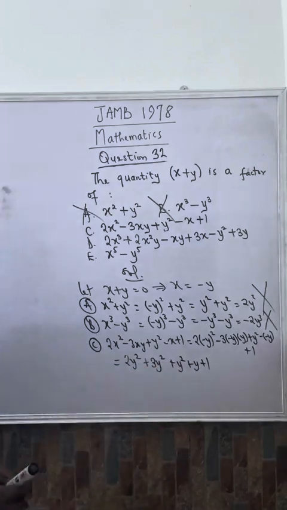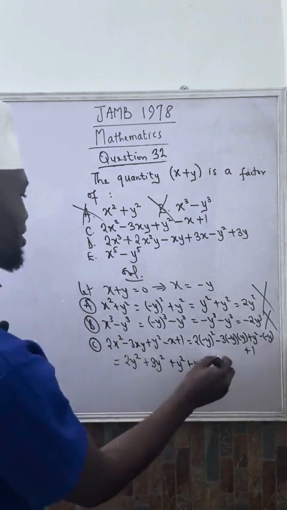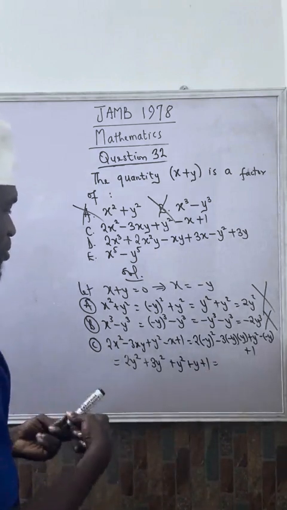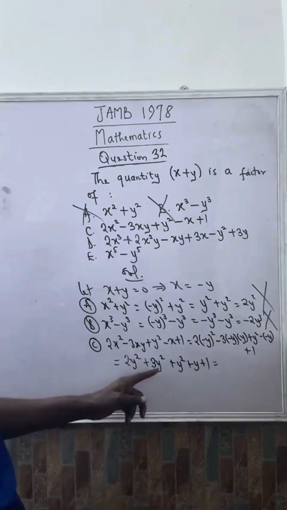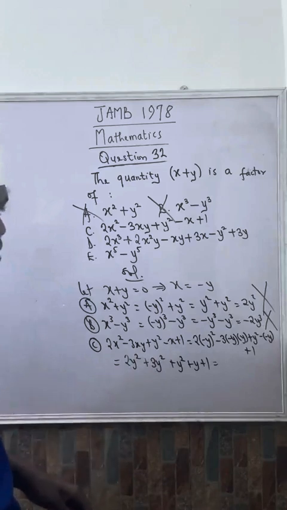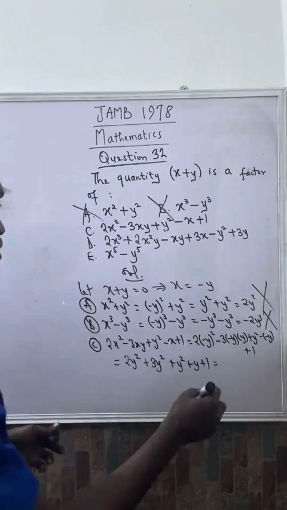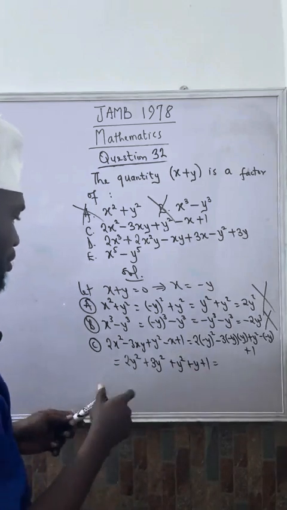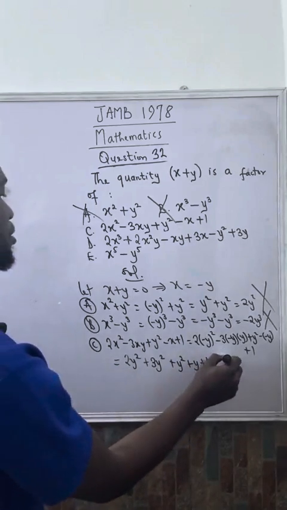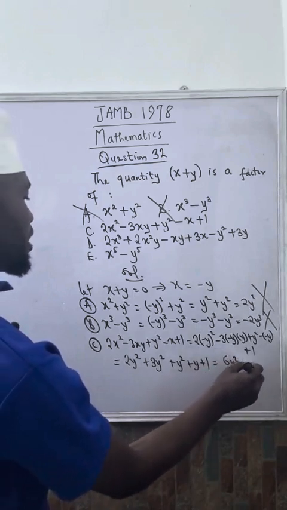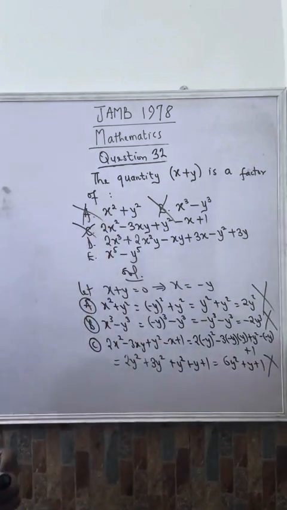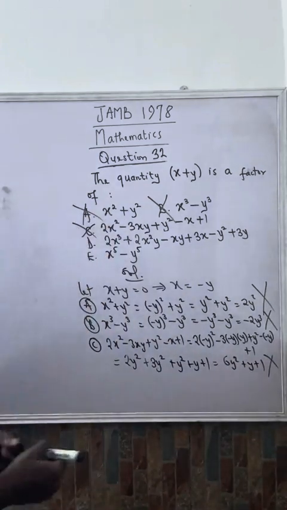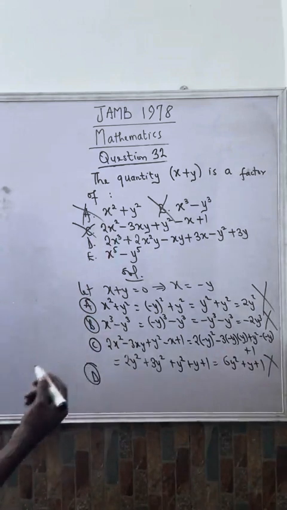So let's combine everything. Obviously, this is not going to give us 0. This will lead us to 2y squared plus 3y squared plus y squared, which is 6y squared plus y plus 1. So this is also not equal to 0. That means option C does not work. Let's go for option D and see whether that will work.